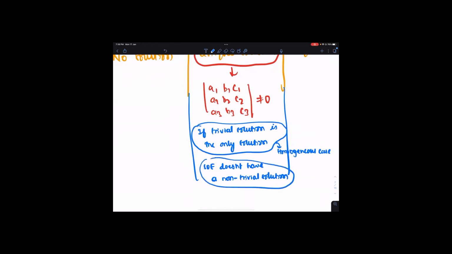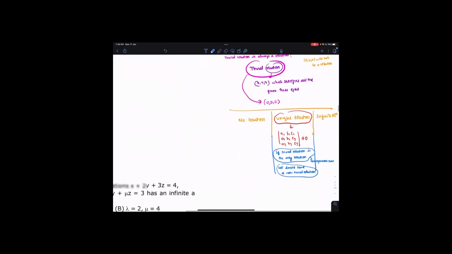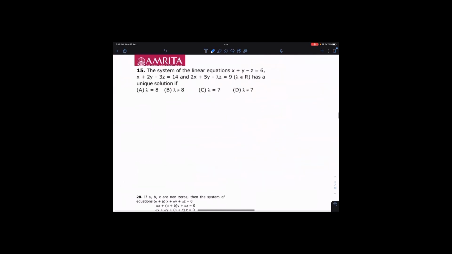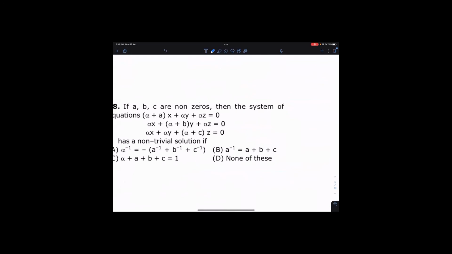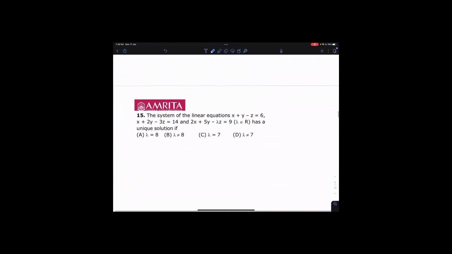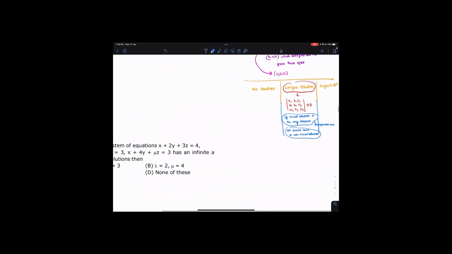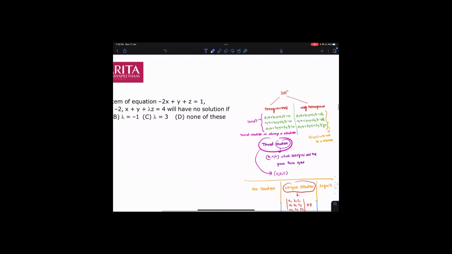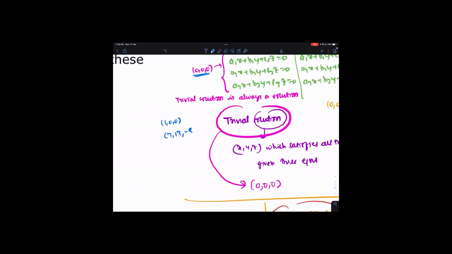Let me explain again. For example, let me just take some example. Let's say these three equations are there, something like this. Now, don't bother about alpha, A, B, and all these things. What is the meaning of this question? It has a non-trivial solution, they are saying. What is meant by non-trivial solution? We know that trivial solution is 0, 0, 0. Then non-trivial solution is something which is not 0, 0, 0. That is 1, 0, 0, or you can have 7, 13, minus 8. All these are non-trivial solutions.